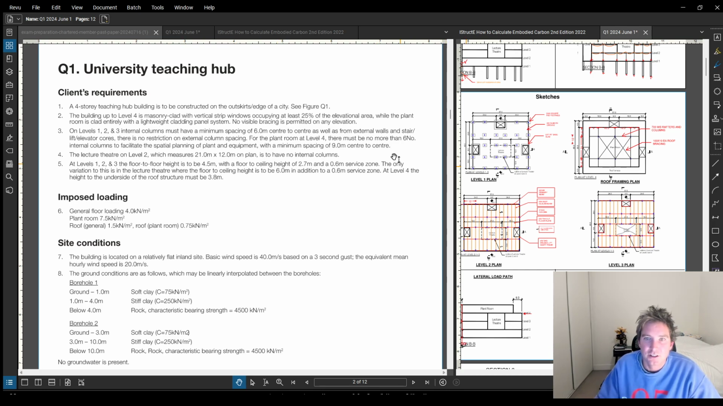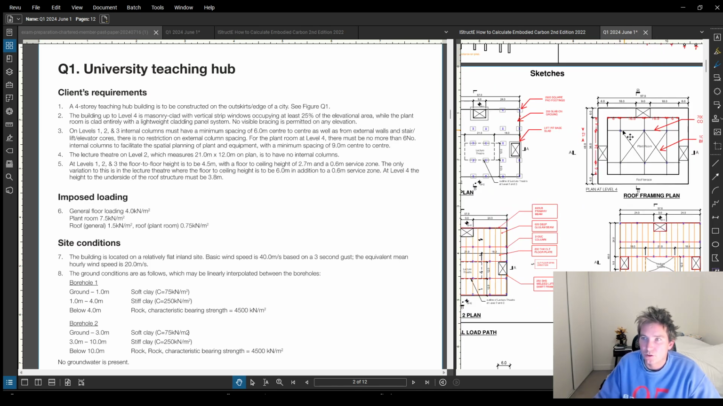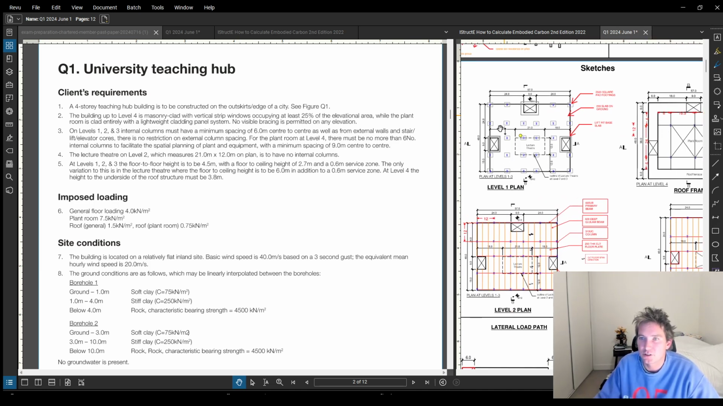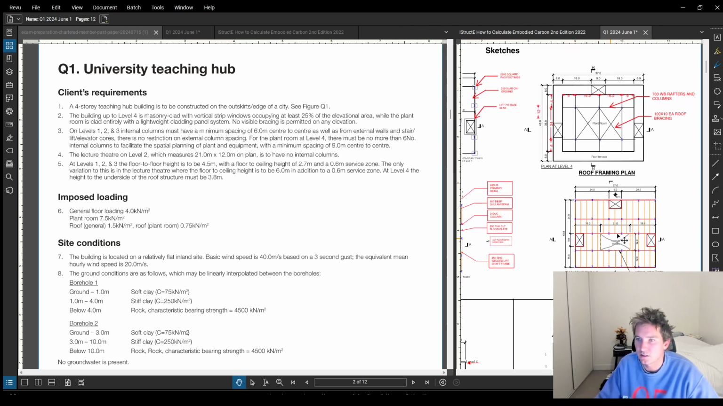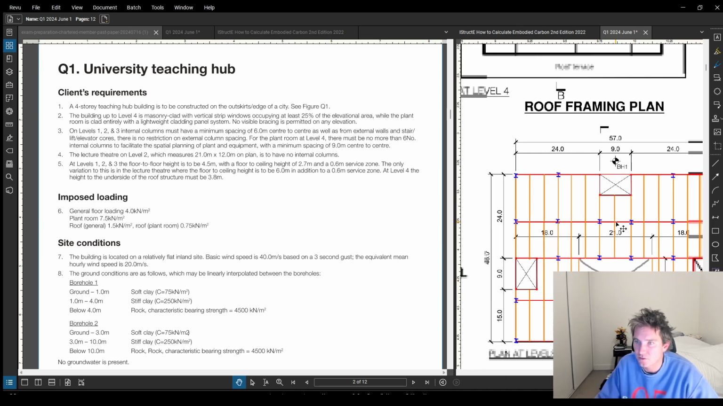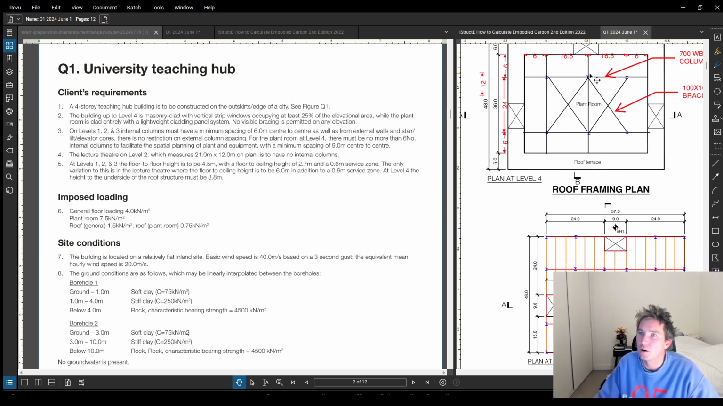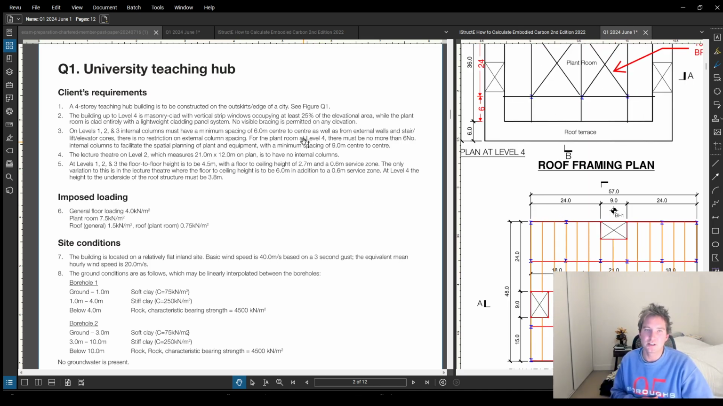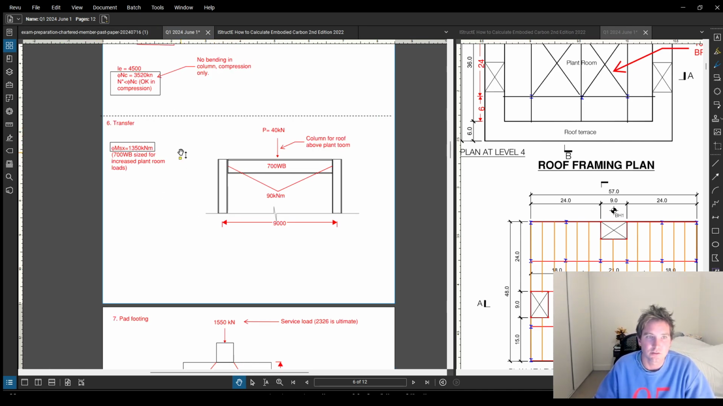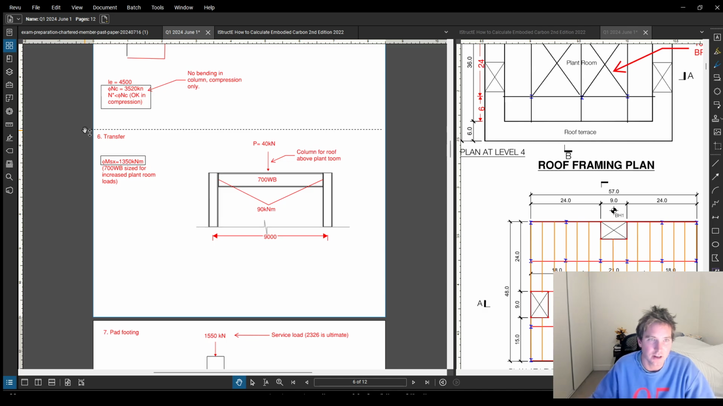Somewhere in here it says there must be no more than 6 columns. As a result of that, your columns essentially can't run all the way down as they do in the lower level. So that means in my concept there's going to be a transfer. As you can see, my roof framing plan has a column there, but it doesn't run through. So it's those critical elements that I think are important to flag in your calculations, because that's obviously going to be a critical part of the design.